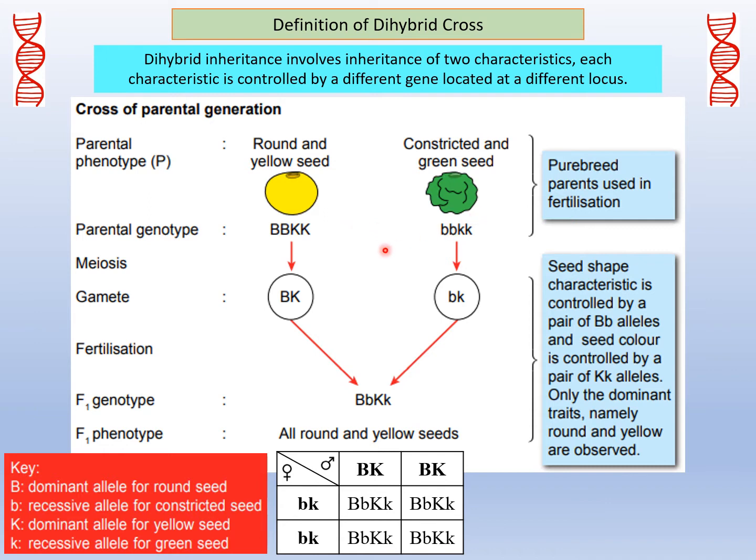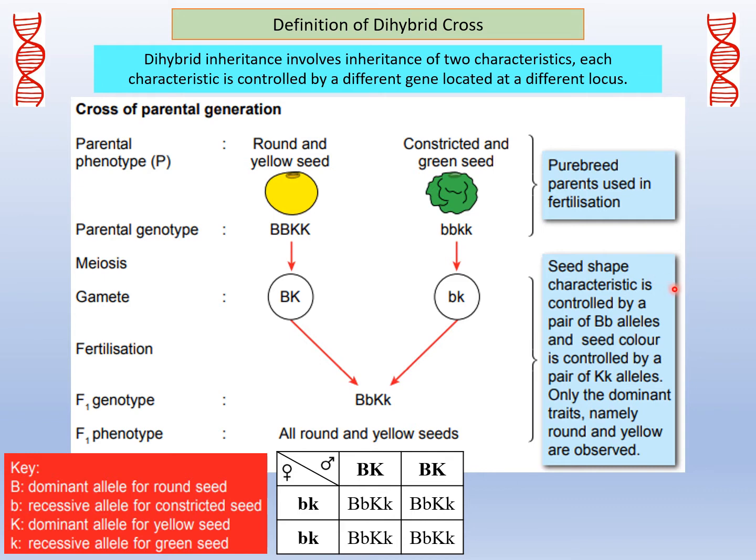The two purebred parents either have a pair of homozygous dominant alleles or a pair of homozygous recessive alleles. Fertilization between two purebred parents produces offspring in the F1 generation with the dominant traits of round and yellow seeds. These are the two purebred parents used in fertilization: purebred constricted and green seed, which is a purebred recessive trait, and this is the purebred dominant trait.